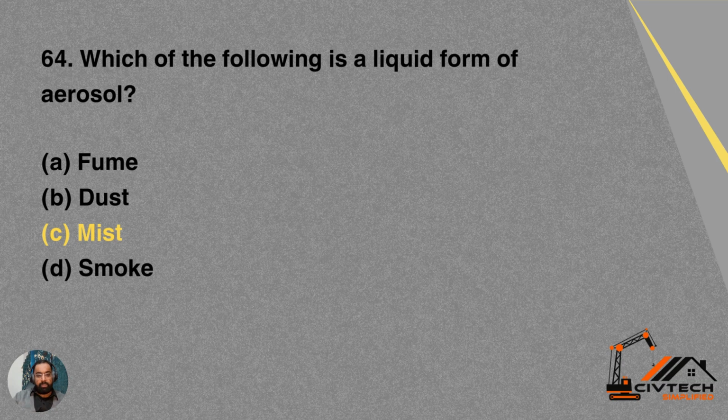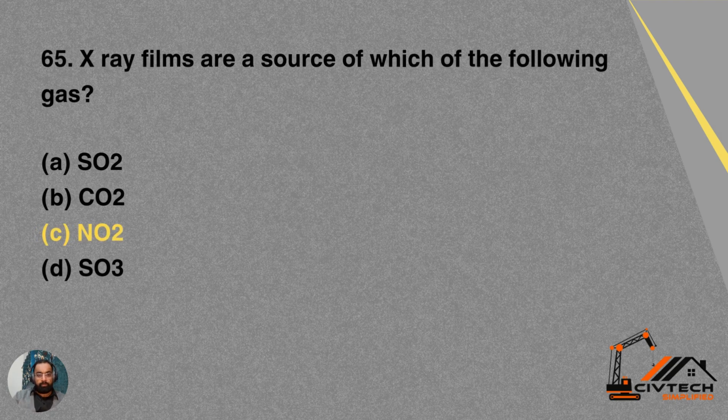Option A is fume. Option B is dust. Option C is mist. And option D is smoke. Which of the following is a liquid form of aerosol? So C is the correct answer. It's mist. Mist is the liquid form of aerosol.